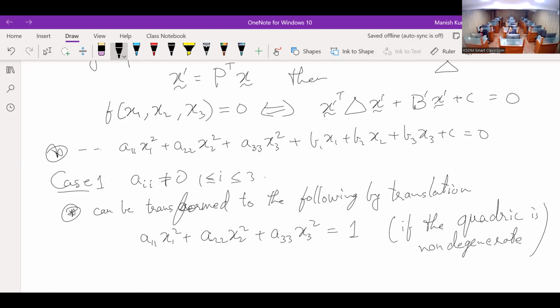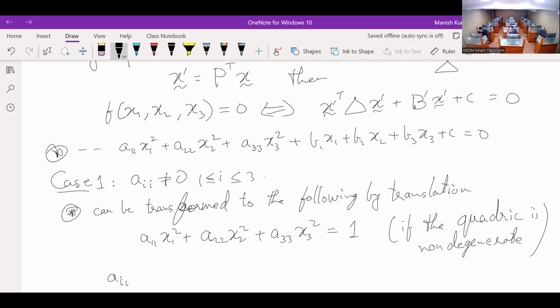If C is 0, then this will give you a degenerate quadric, so it will not be non-degenerate. So if C is non-zero, then you can make sure it is 1 as well. Now in this case, if all these A_i are positive, again there are various cases.